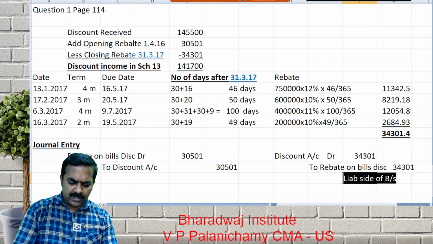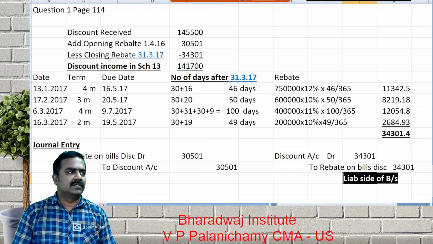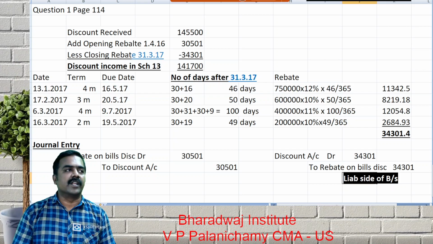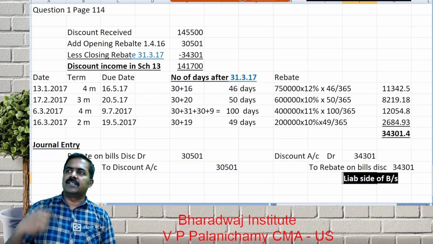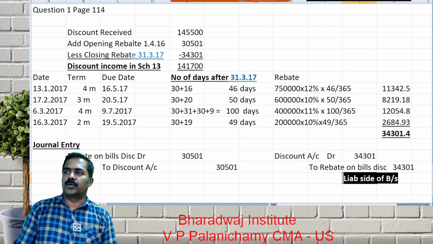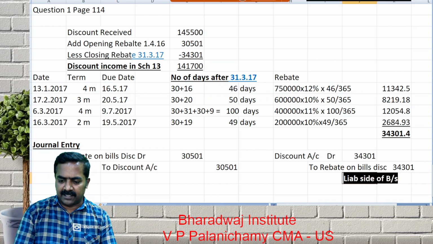Otherwise, look at the normal accounts. Income receivable, asset or liability? Income earned but not received, accrued income, asset. Income received in advance, liability. Same way, closing rebate on bill discounted, we will show it on which side? Liability side. So please note this also, liability side of the balance sheet.